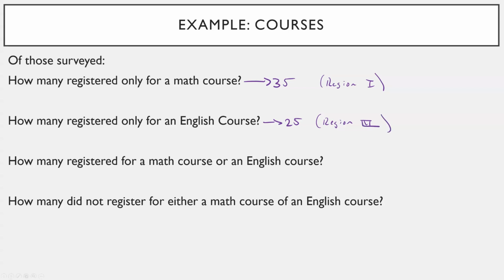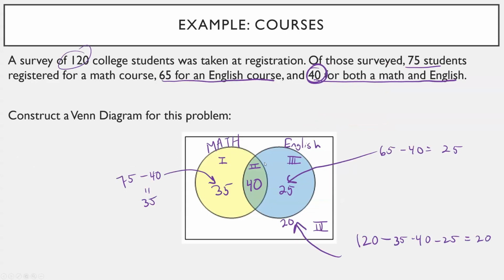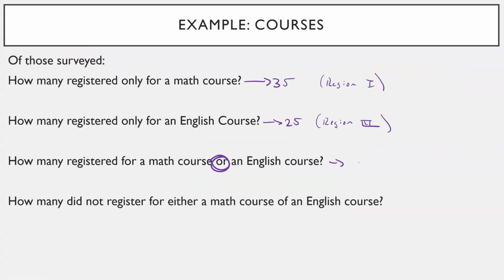So how many registered for a math or an English course? Logically, that would mean either or you could do both. So math or English would be all the students in regions 1, 2, and 3, which would be 35 plus 40 plus 25, which gets me 100 students. So those are regions 1, 2, and 3.